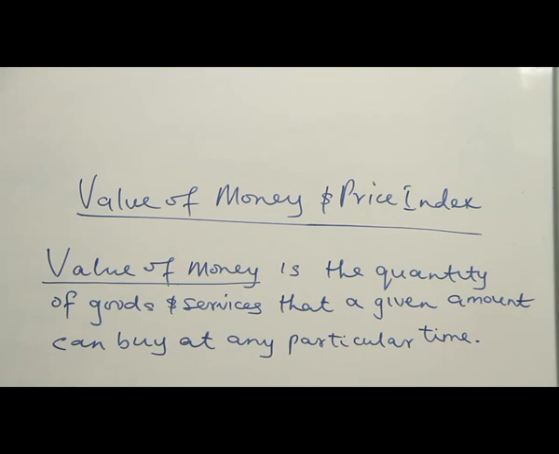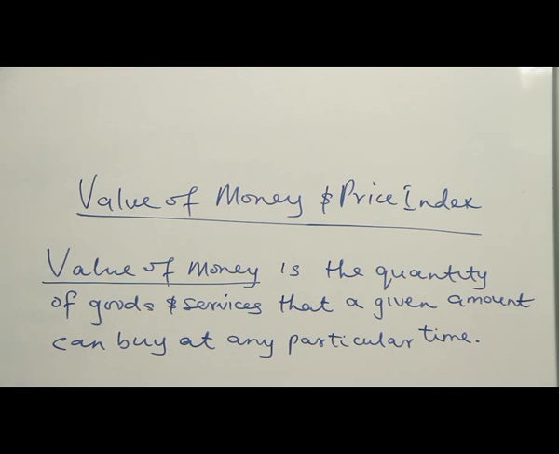Now we want to look at value of money and price index. What about value of money? Value of money is the quantity of goods and services that a given amount can buy at any particular time. When you have a certain amount of money, the next question to ask is how many goods and services you can acquire with this given amount of money in a particular period of time. So assuming you have 100,000 naira, how many goods and services can you acquire with this? The price level will tell us if you will be able to acquire that quantity or not.